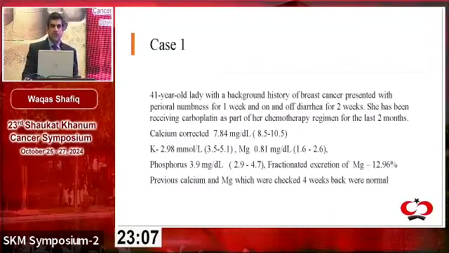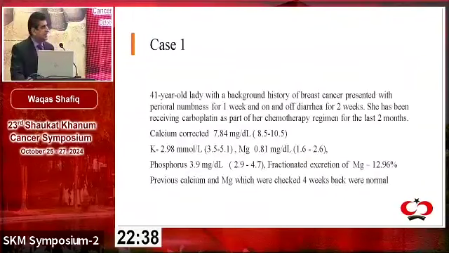and fractionated excretion of magnesium, which I will explain in a minute, is 12.96. As a reference, if it's below 3%, it's the GI loss. If it's above 3%, it's the renal loss. It's like when we are deficient in anything, like magnesium, our body tries to conserve. So that's how the kidney conserves all the magnesium. We looked back at previous calcium and magnesium, which were checked 4 weeks back, and it was completely normal.